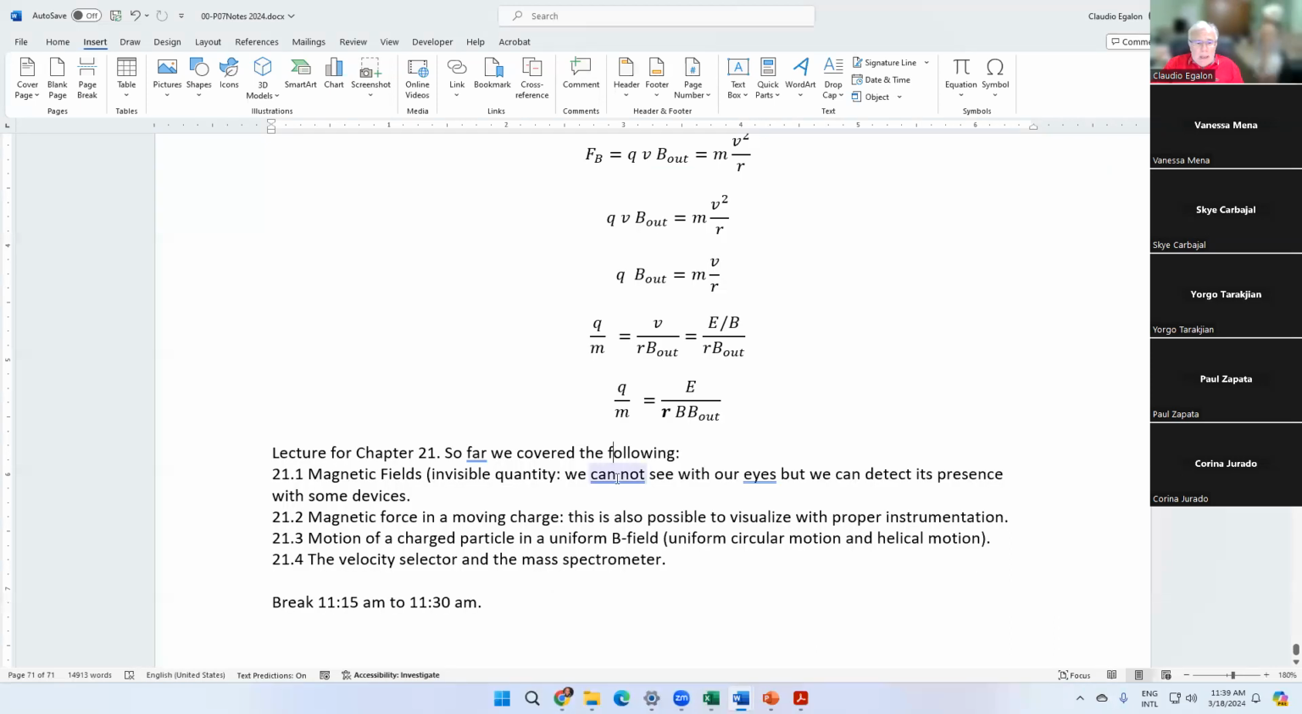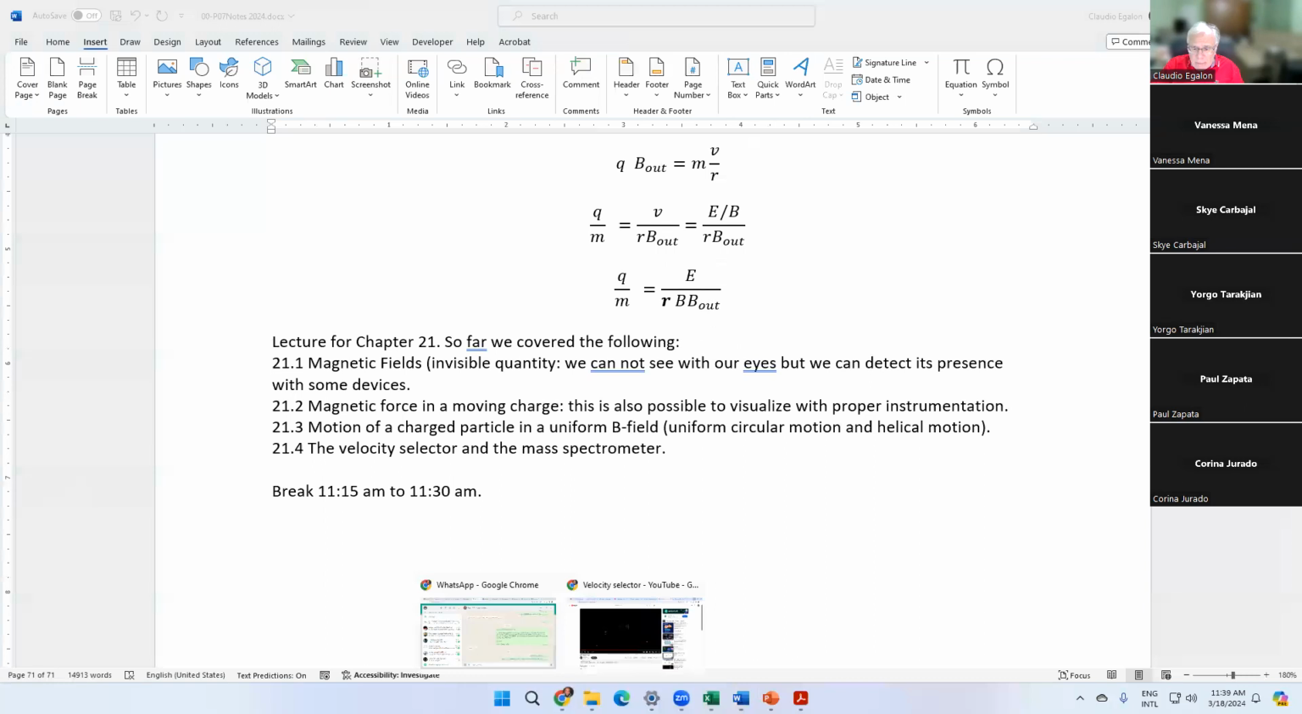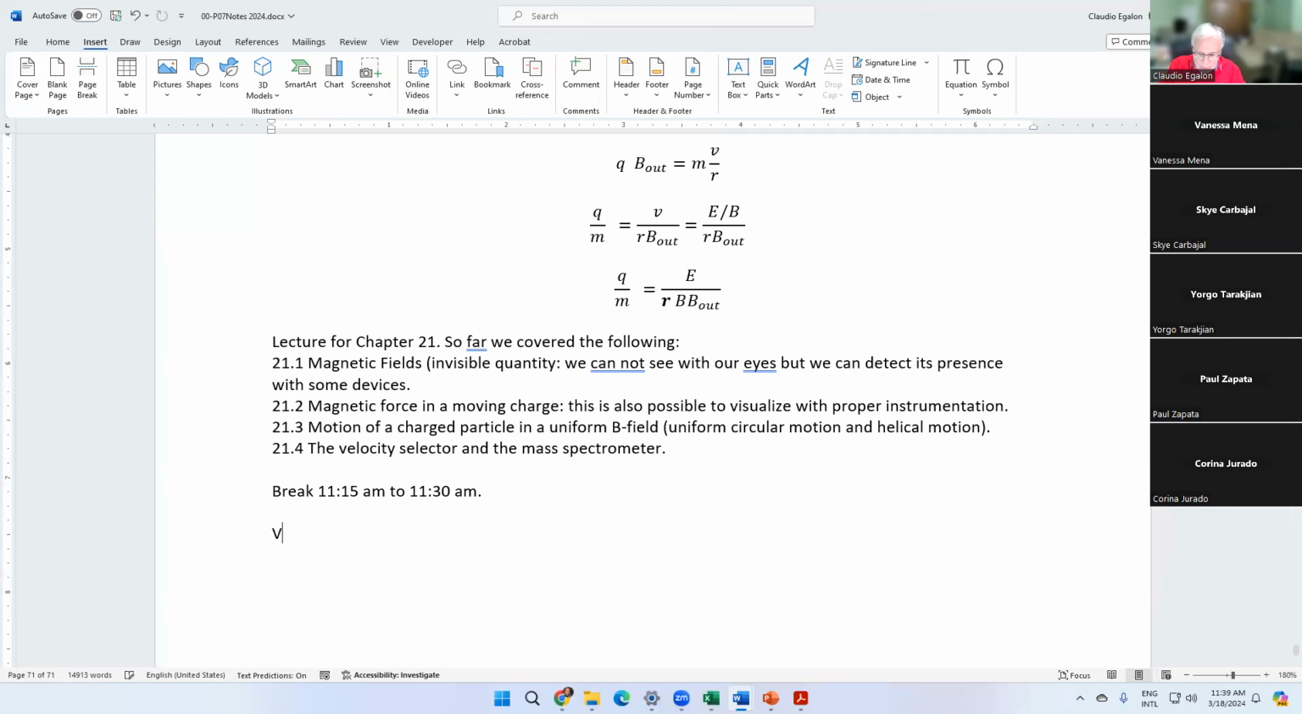Okay, so that's what I want to show you. This is real life physics. All that theory applies to real life, and that's how we explain it. What I want to do next, let me give you a link to this video as well. I like this video. Video of the velocity selector on YouTube.